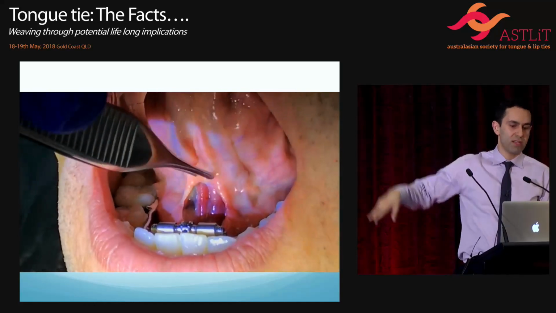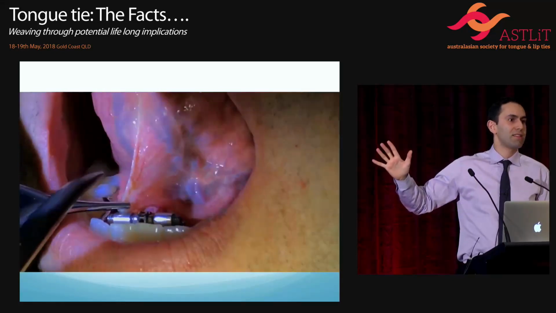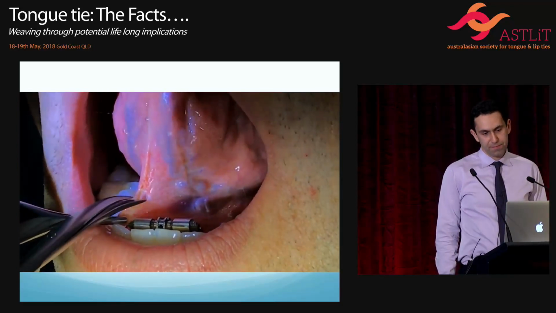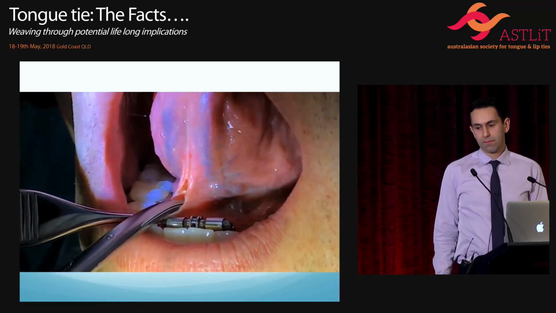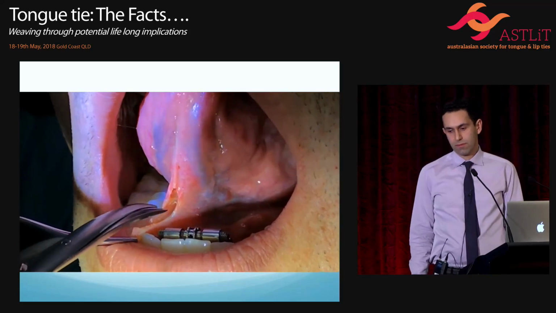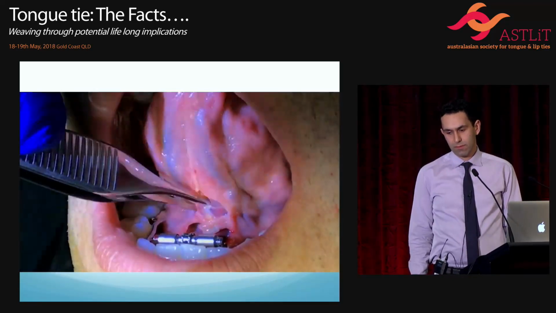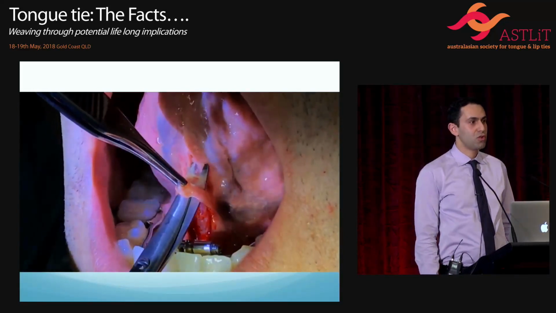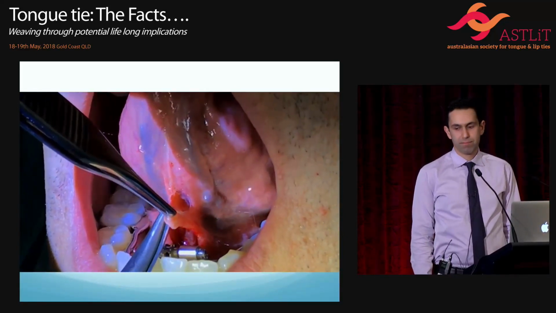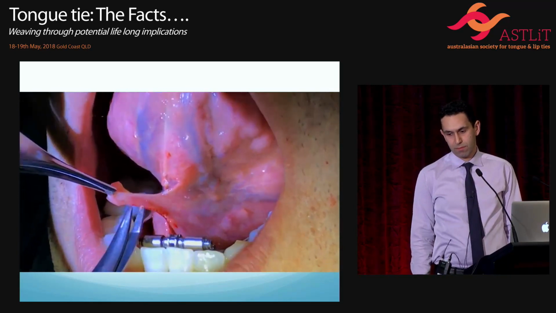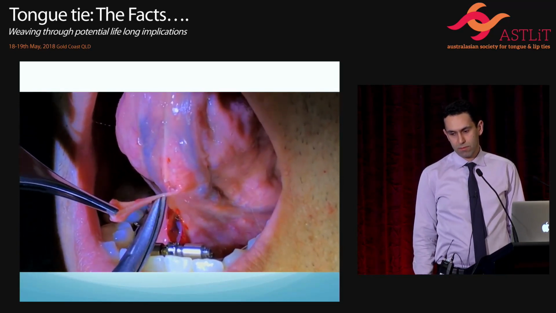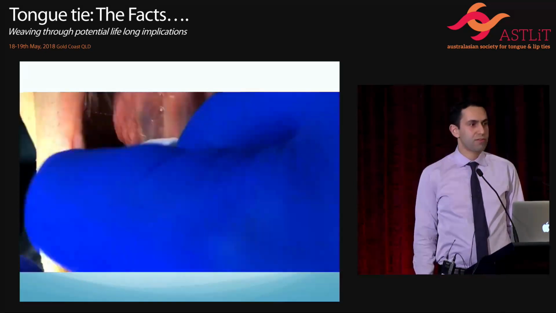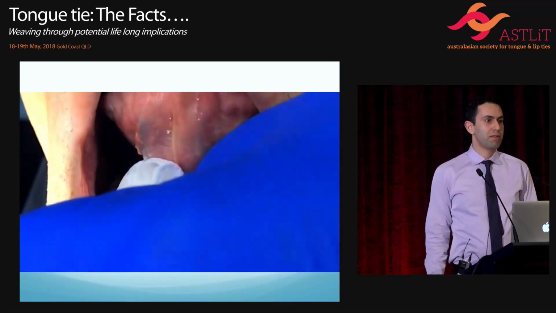You're seeing the two heads of the genioglossus muscle. You leave it at that. If you're going to do a frenectomy, this is how you would do it. Okay, what you're seeing under there, that muscle, is the genioglossus muscle. Okay, that was the frenectomy. We're done with the frenectomy.